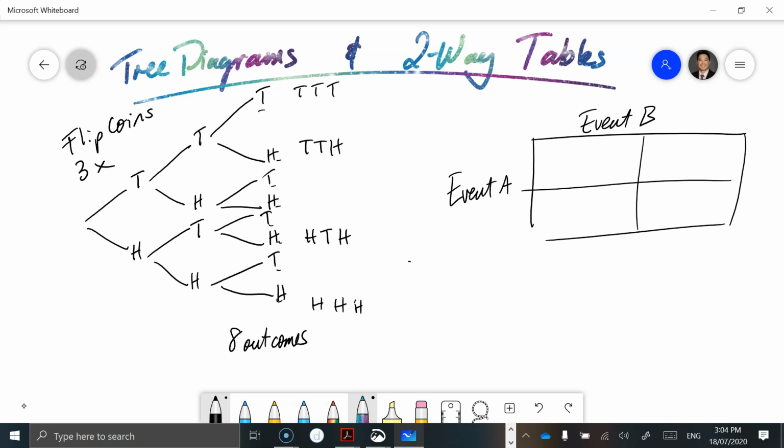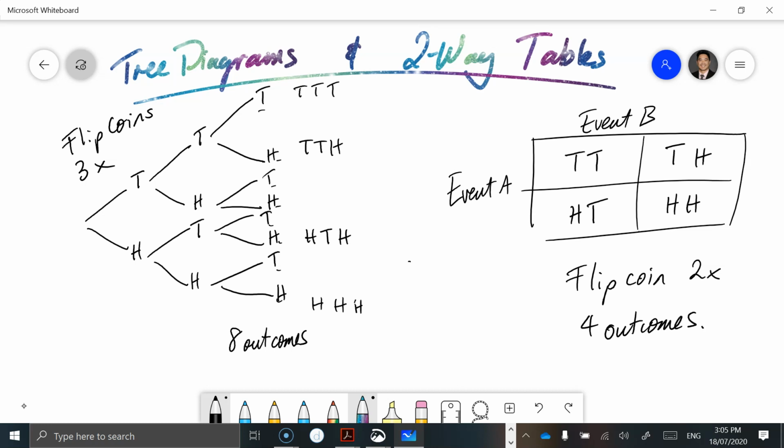And in this case with event A and event B, let's say we're flipping a coin 2 times. Let me write this down. If we had to flip the coin 2 times, you could have 2 tails, you could have 2 heads, you could have a tail and then a head, and you could have a head and then a tail. And in this case, you have 4 outcomes.